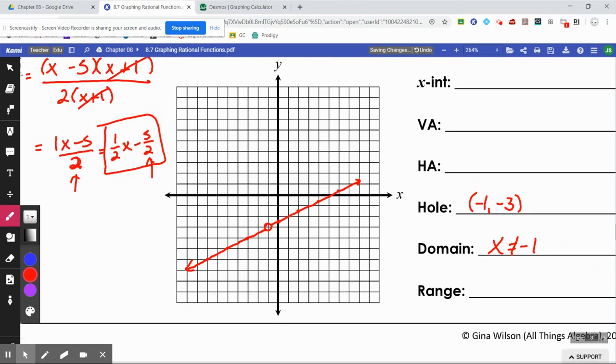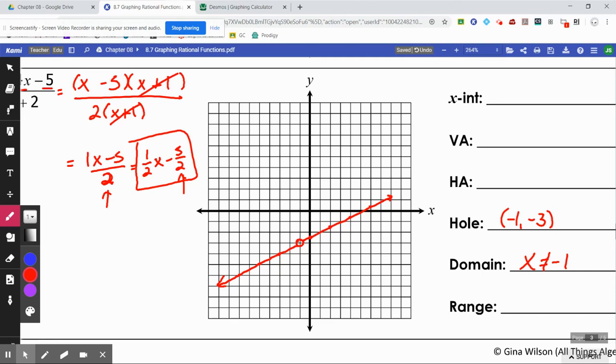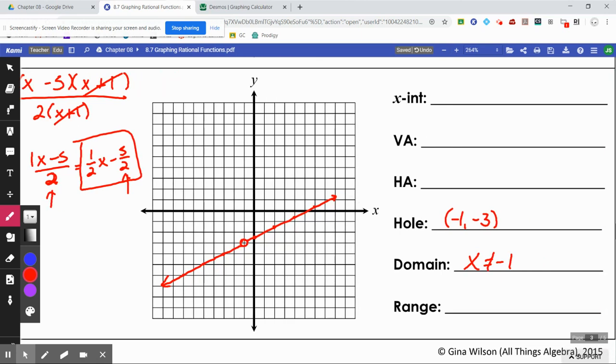So for our x-intercepts and all this stuff, you can do it the linear way, or again, you can take and set the top equal to 0. Solve it, and you're going to get x equals 5. So you're going to have an x-intercept at (5, 0). There are no horizontal asymptotes. There are no vertical asymptotes either, vertical or horizontal.